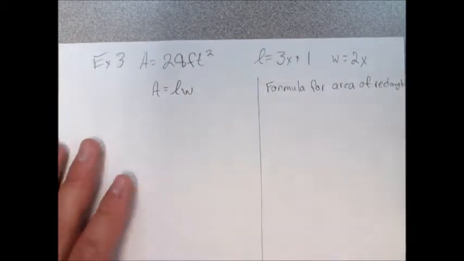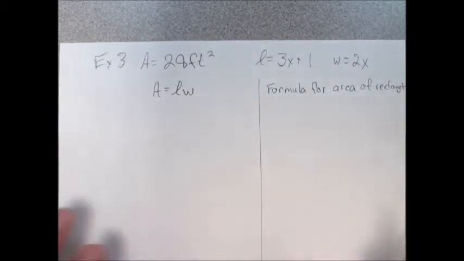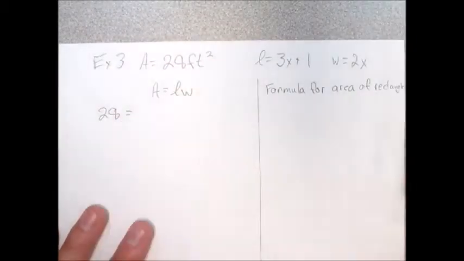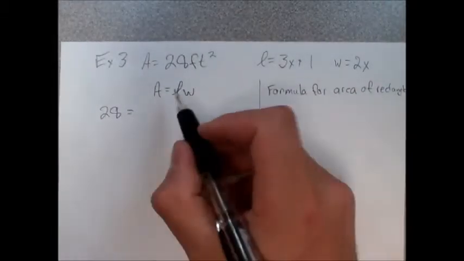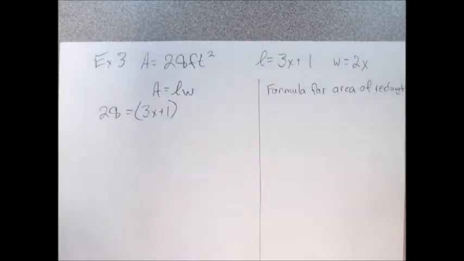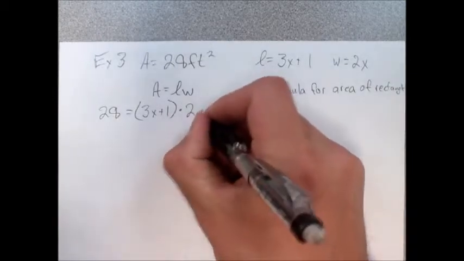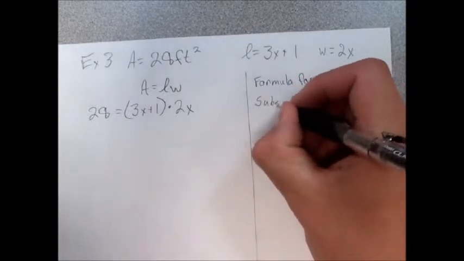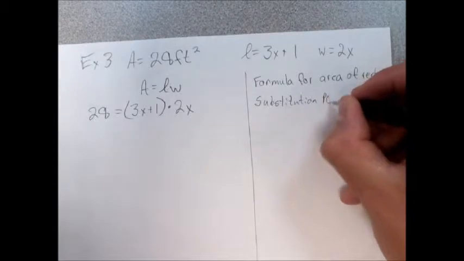Starting there, you should just be able to plug in, and this would be called the substitution property of equality, because area is 28. I'm going to write that in. 28 equals my length, which is 3x plus 1, putting it in parentheses, multiplied by my width, which was 2x. So I use substitution here, and that is another property of equality.